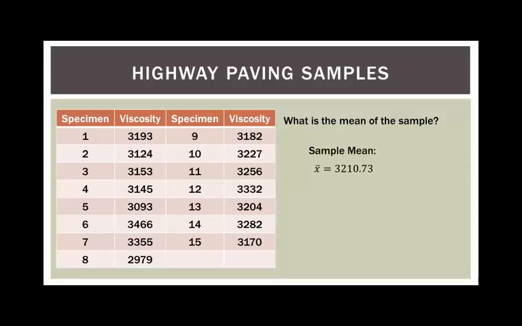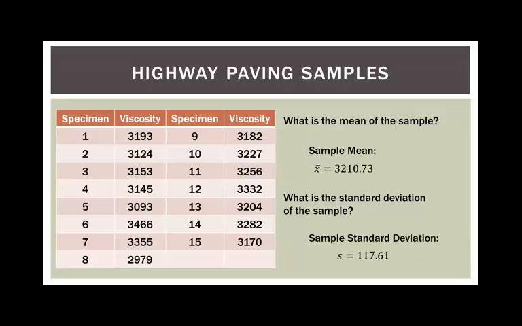Well, it turns out the sample mean here is 3,210.73. Now it turns out the standard deviation of this sample is 117.61. Now we're not really concerned with the standard deviation at this point in inferential statistics, but I just wanted to point that out to you. The thing we're interested in, probably more importantly, is the sample mean of 3210.73.